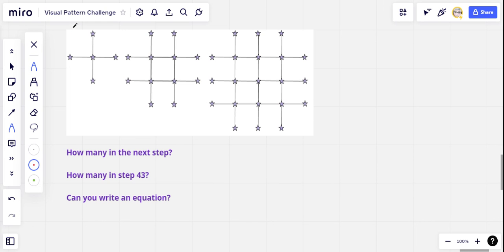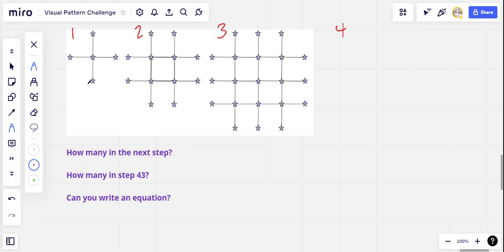Here's our pattern today. Here's step one, here's step two, here's step three, and your challenge is to predict the number of stars in step four. If you can do that, can you predict the number in step 43? And can you write an equation along the way to express the number of stars in any step at all? So that's the challenge. If you'd like to accept it, pause the video and give it a shot.